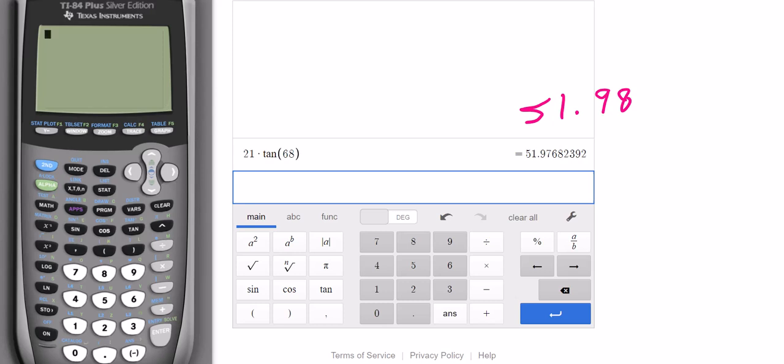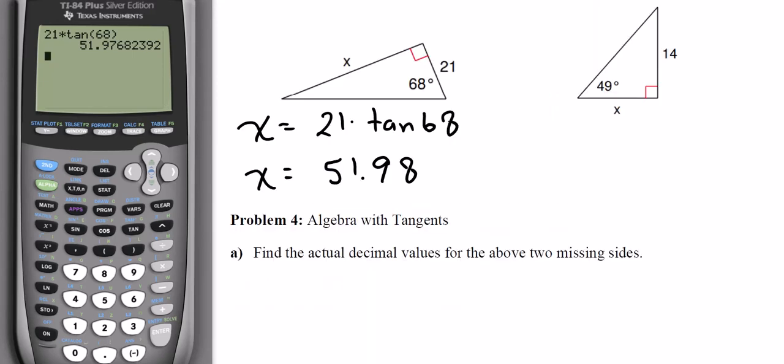So here, with this calculator, I have 21 times tangent of 68. We don't have to type in the degree symbol. Just type in the 68 like that. Enter, and I'm getting the same answer again. So then we would say that x is 51.98. The length of this side is going to be 51.98, if we round to the nearest hundredths place.